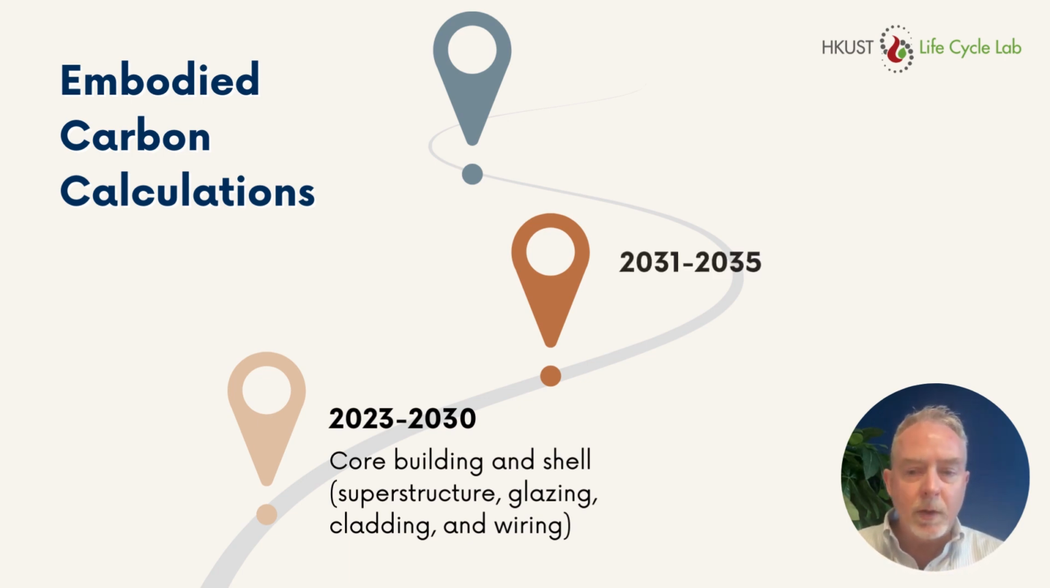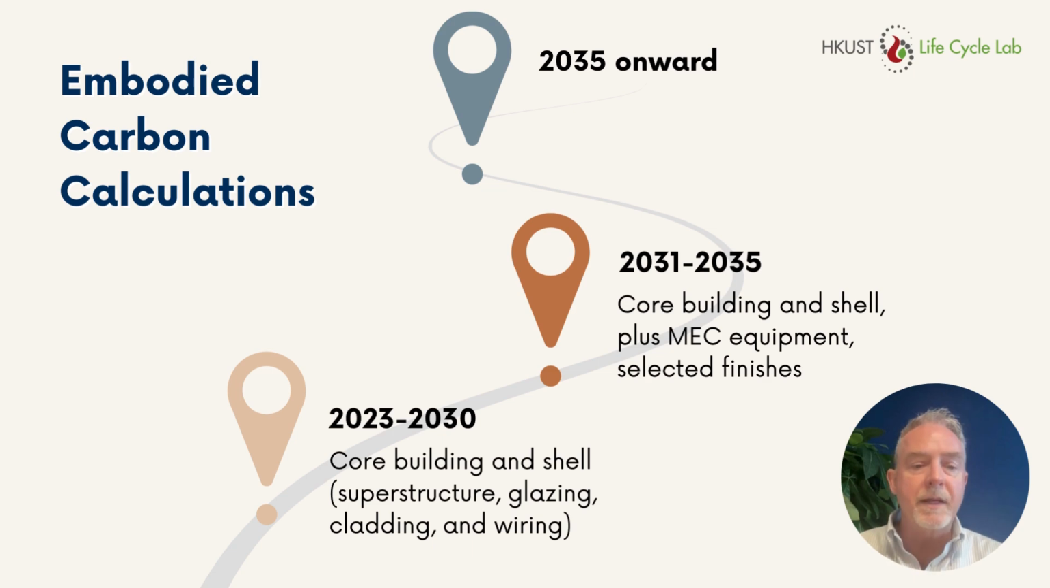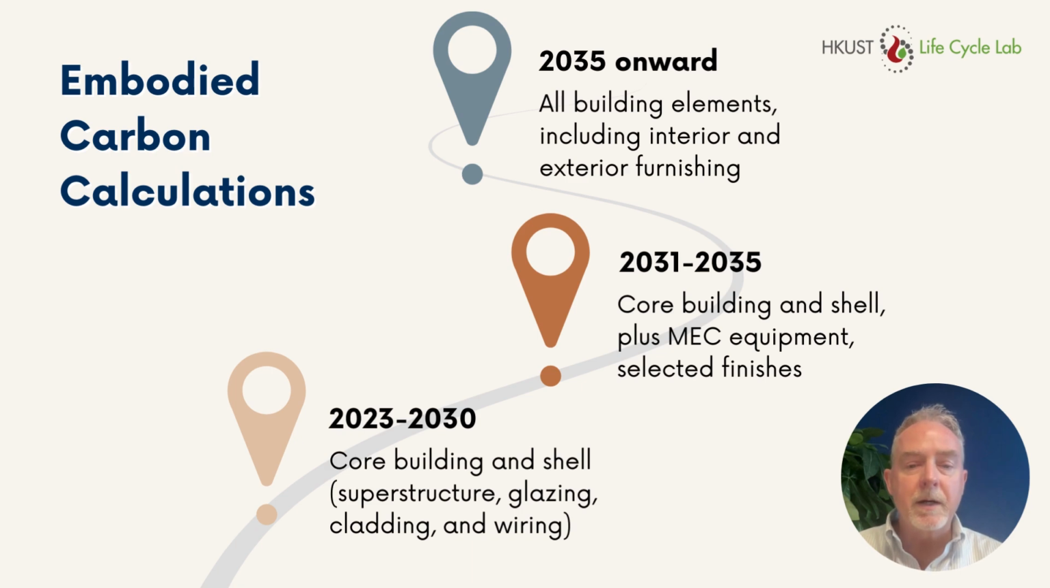Starting in 2031 through 2035, we will continue to include the core and shell, but at that point, we'll start to include the MEC equipment and then selected finishes. And by 2035 onward, we assume that the databases should be sufficient to cover everything within the building. So that would include all of those above, and interior and exterior finishes.